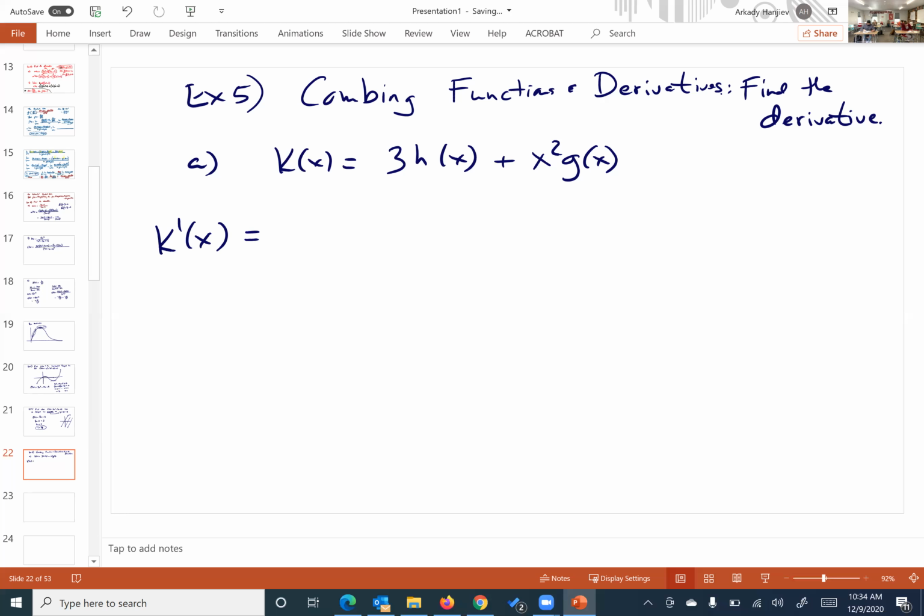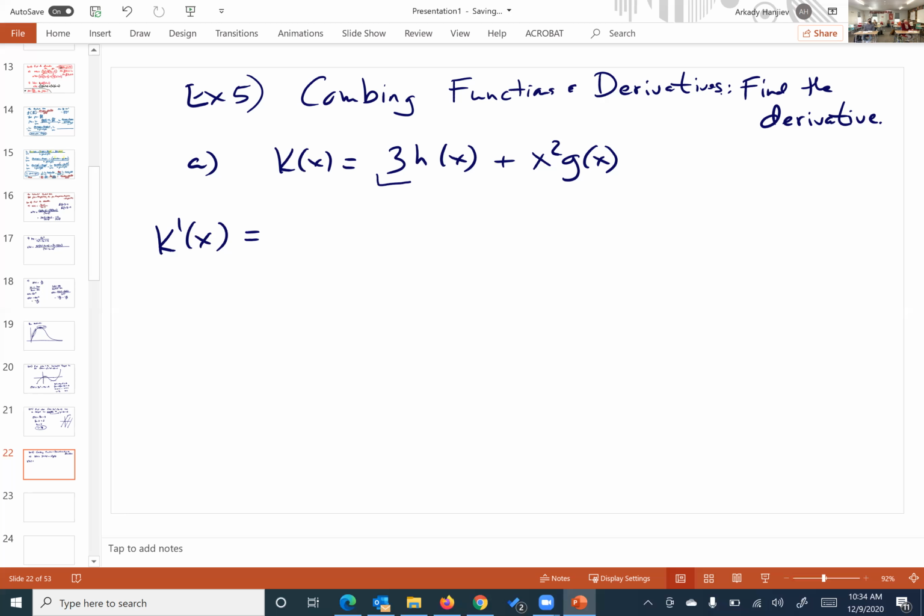Can we just split it into the constant multiple, or split it into two limits, taking the limit of both separately, and then do 3 times the limit of h of x as h goes to 0, and then 2x times the limit of g of x as h goes to 0? I think you're making it more difficult because you don't want to go back to limits. You just want to go back to your derivative rules.